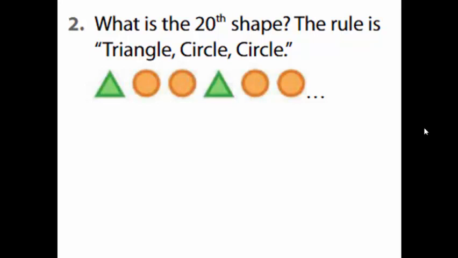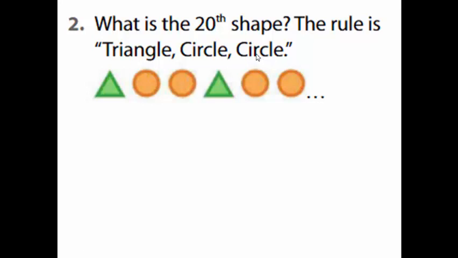All these examples were very easy, but now we have just a little bit new idea. It asks you what's the 20th shape. If you start to count, which shape will be number 20? What's the 20th shape? The rule is triangle, circle, circle. Here the rule is triangle, circle, circle, and he wants you to tell him what the shape which is number 20.